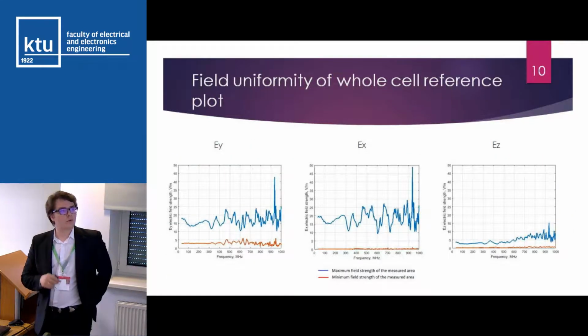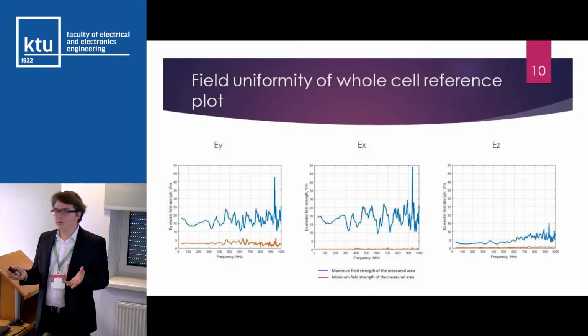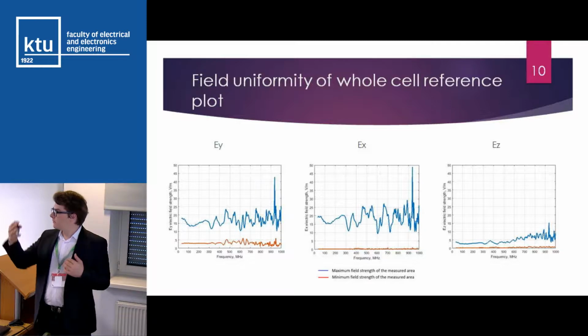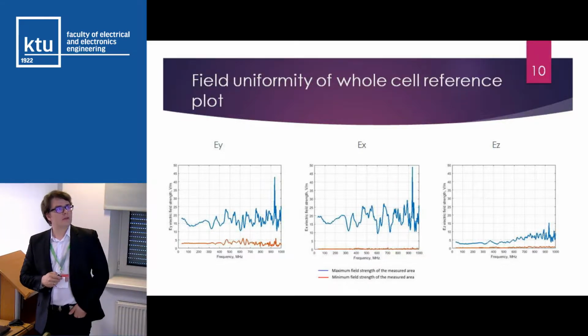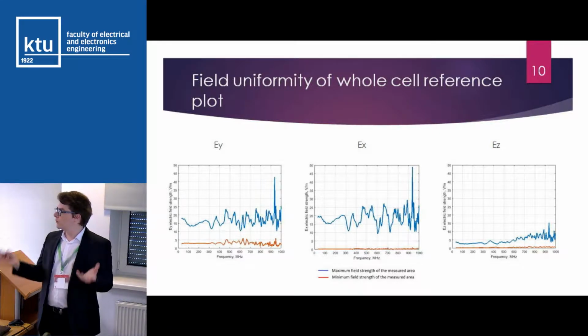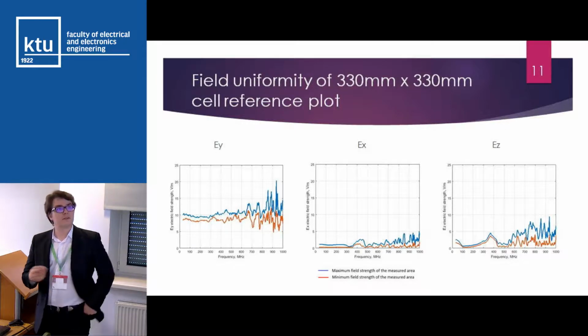And now I plotted some plots about the whole area of measurements. If we measure the whole area, the whole cross-section of the GTEM cell, we saw that EY, that is the wanted field, is very similar to EX, that is the parasitic field. So actually we can't work at the whole area of the GTEM cell.